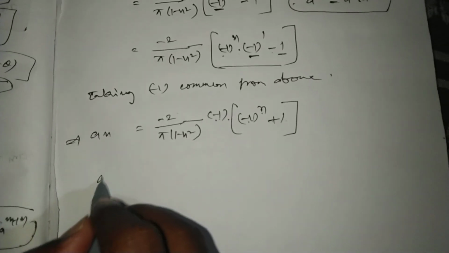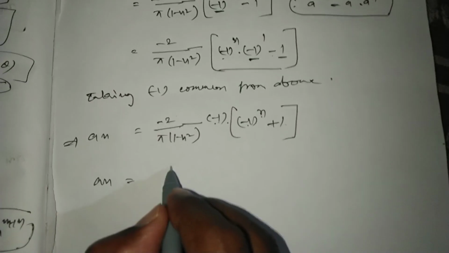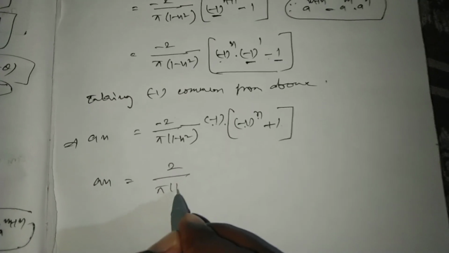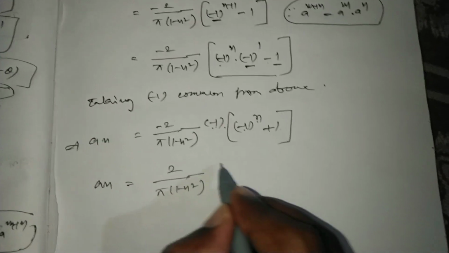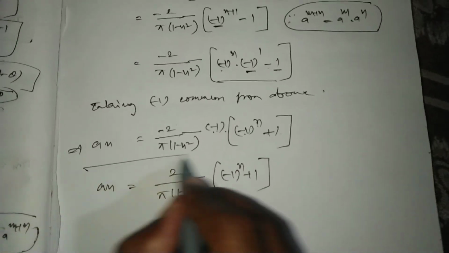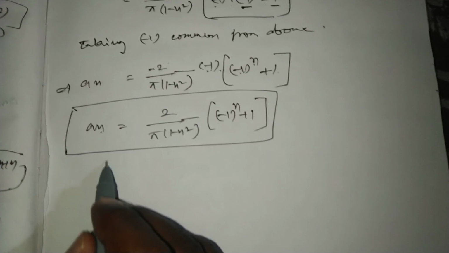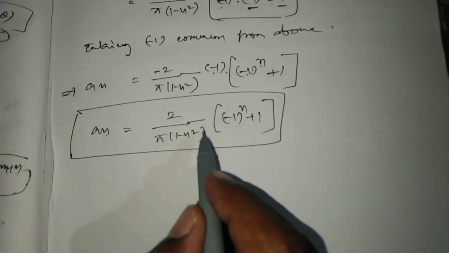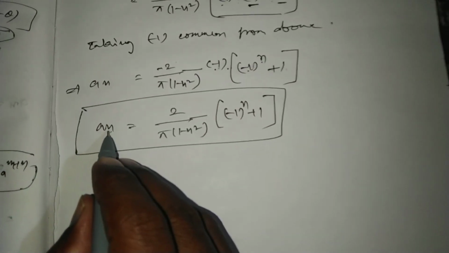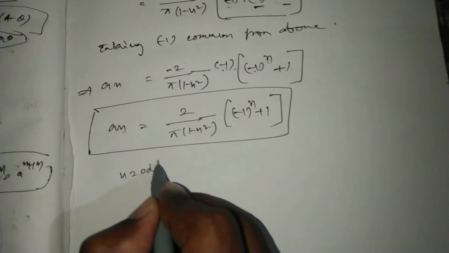So an is equal to minus into minus plus 2 into 1, 2 by pi into 1 minus n square whole into minus 1 power n plus 1. This is the a naught value. If we observe here, here we have n. If we substitute n equal to odd numbers, this will be 0. If we substitute n equal to even numbers, let's see.